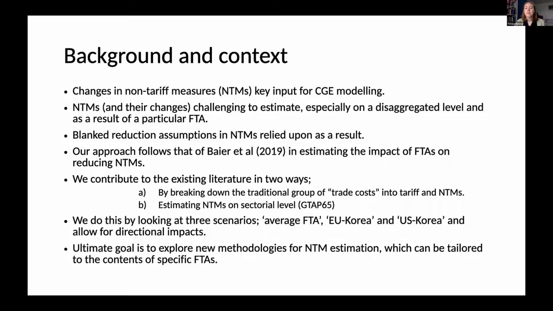And we also allow for directional impacts to differ. So this is to say that the NTMs faced by Korean exporters to the EU will be different to the NTM reduction faced by the EU exporters in Korea. And as I said, the ultimate goal of this exercise is to explore new methodologies and improve the estimates that we provide for CGE modeling at the department.